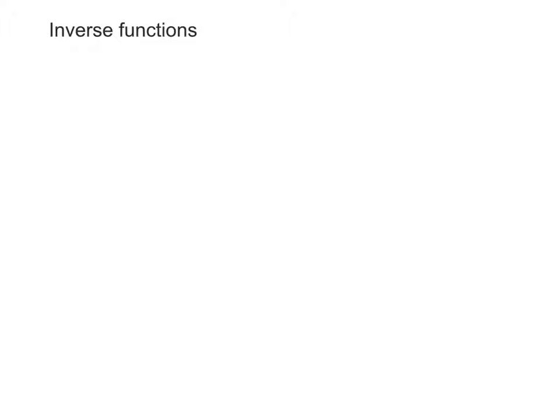Now this section is called inverse functions, and so far all we've talked about are one-to-one functions. The reason for that is because in order to have an inverse function, it has to be one-to-one. So to have an inverse function, it has to be one-to-one first, because the concept of an inverse function means that you swap the x and y values.